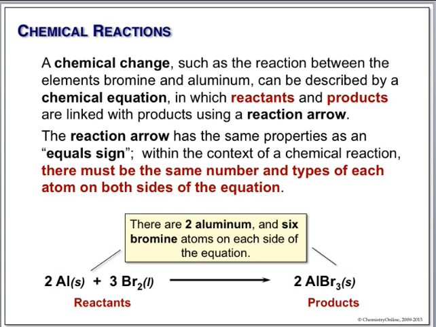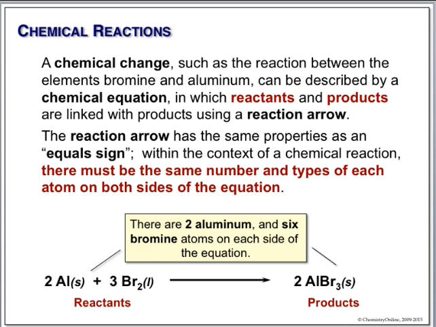There must be the same numbers and types of atoms on both sides, and we will stick in coefficients, these numbers, to make sure that the same numbers and types are in fact present. On this side of the equation, we have two aluminums. On this side, we have two aluminums. Here we have 3 times 2, 6 bromines, and 2 times 3, 6 bromines.